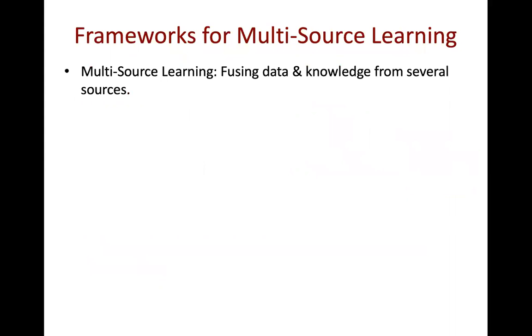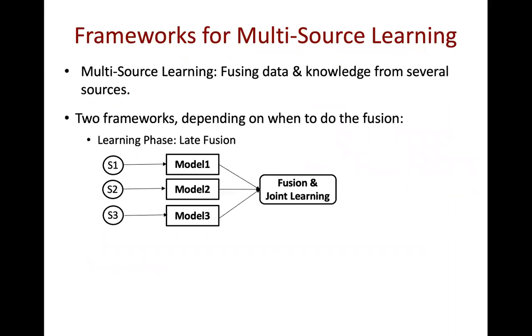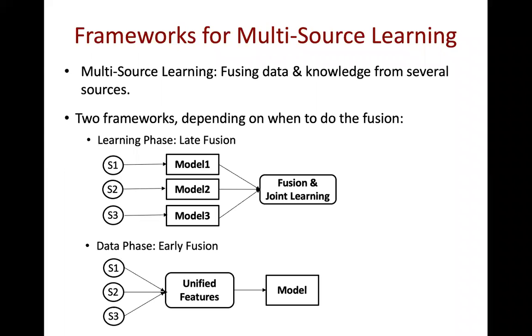We can build various frameworks. If you talk about the simple frameworks, please remember this because this is very common, and this might be one of your questions during your defense. What is late fusion? Late fusion is when you train models based on different sources, S1, S2, S3, and then you fuse and join and do a joint learning. So this is late fusion, because it gets fused late.